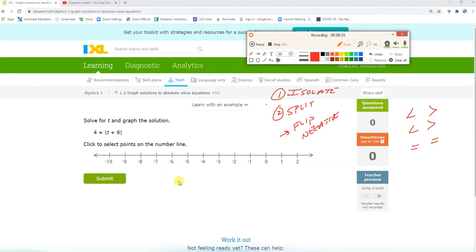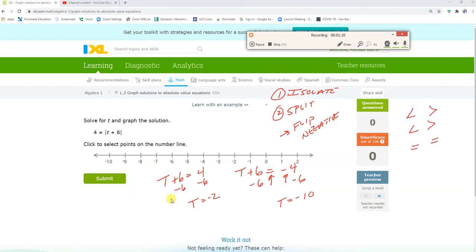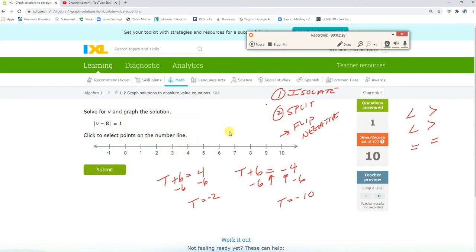So if I'm looking at this one, I have |t + 6| = 4. Here's my split: t + 6 = 4. There's a flip right there: t + 6 = -4. Subtracting 6, t equals -2. Subtracting 6, t equals -10. I'm going to plot those two points, -2 and -10, and that's it. That's the game. It's just like what you did in the previous IXL, except now you have to plot the points.